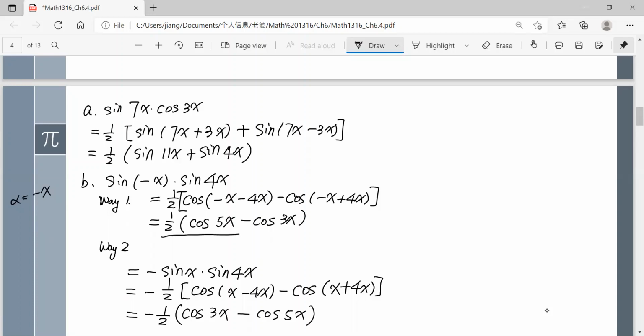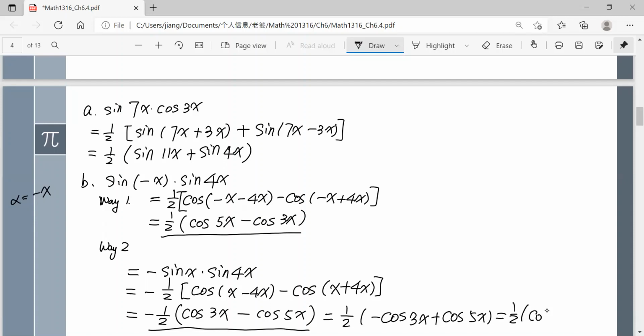So even though you see this one is a little bit different, they are exactly the same. If you distribute the negative sign in this expression, 1/2 outside, negative cosine 3x plus cosine 5x, equals 1/2 of cosine 5x minus cosine 3x. So the same answer, even though we use a different way to solve.